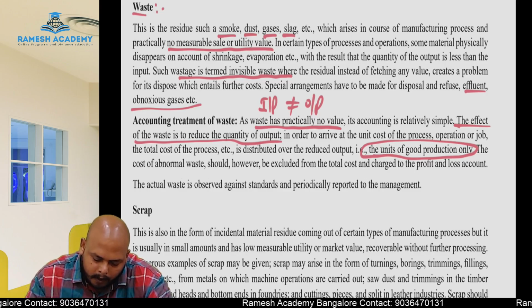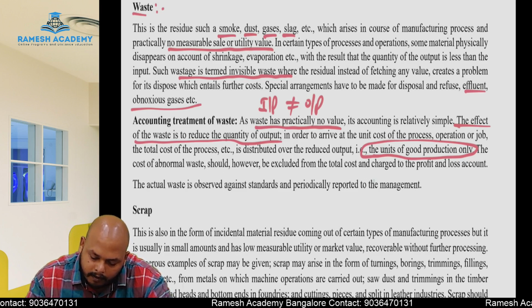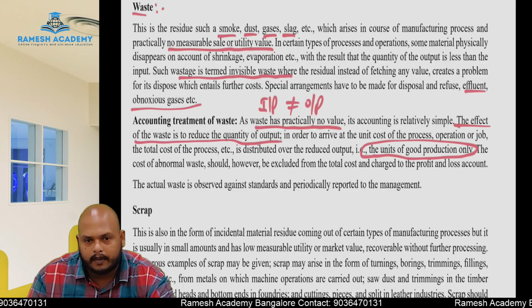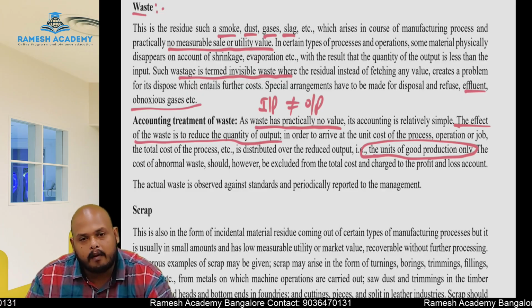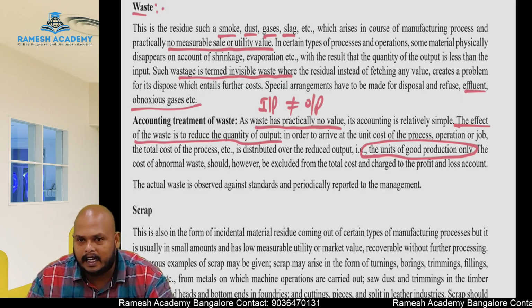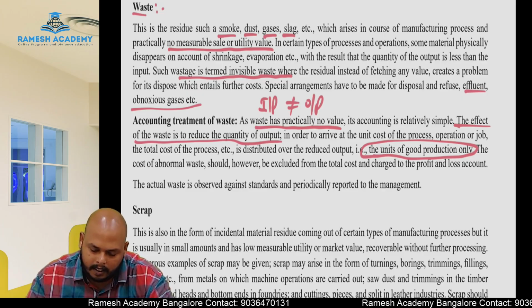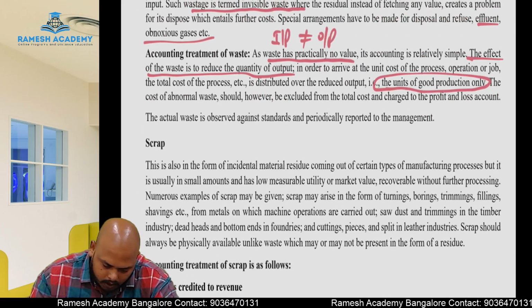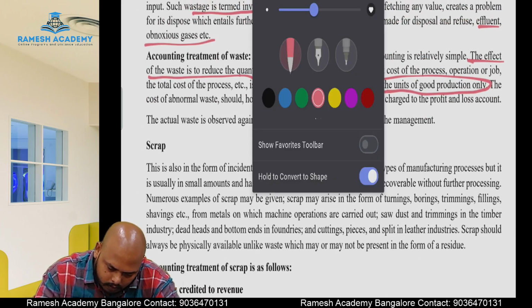The cost of abnormal waste should be excluded from the total cost and charged to the profit and loss account. Just now I told you, if there is any abnormal waste, that cost of abnormal waste is calculated separately and we will be charging it where? To the profit and loss account. Next.